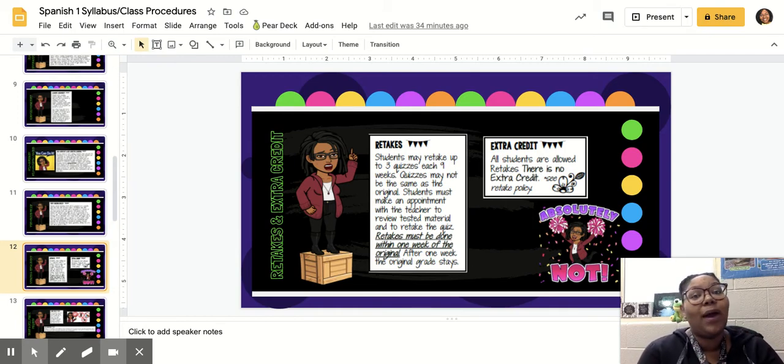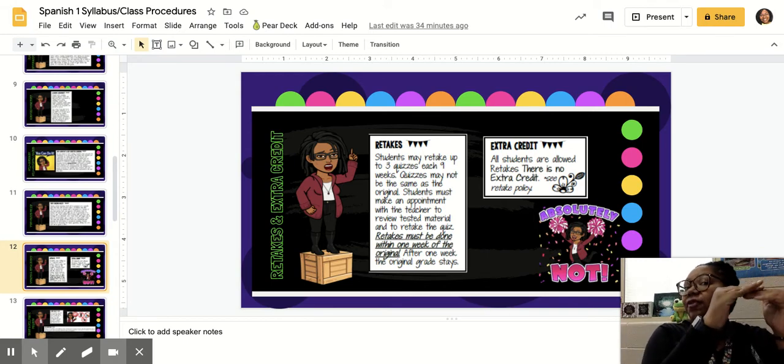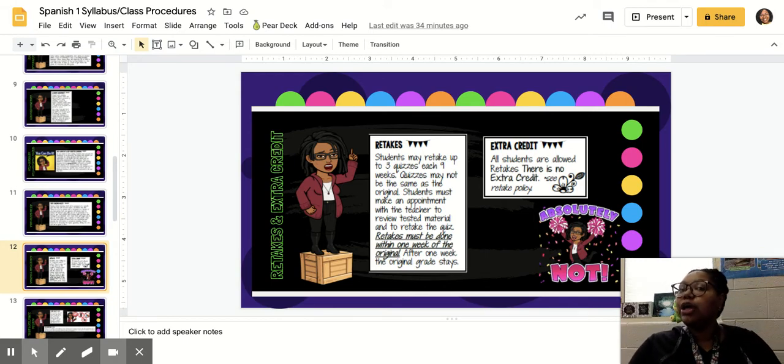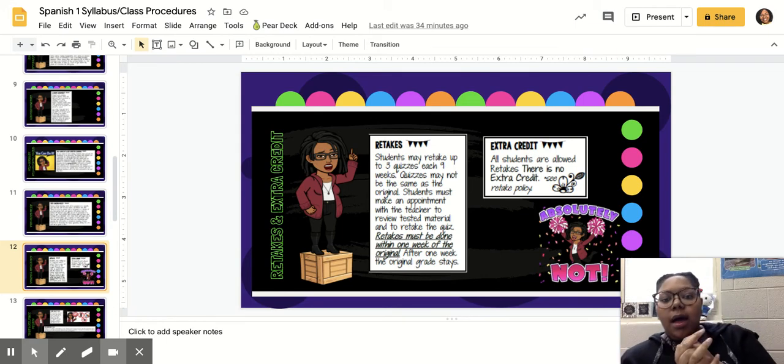And it's also the reason why it must be done within a week, because remember, after quiz day, we're moving on to something else, okay? So you need to make sure you know everything that comes before it, because Spanish builds on itself. Everything you learned before, you will still have to know at the next level, okay?